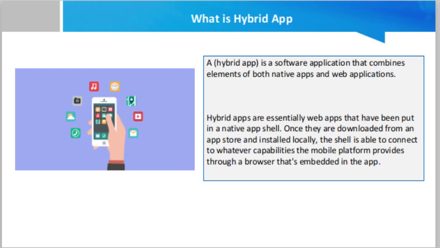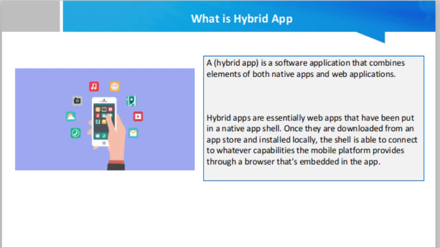Friend, hybrid app is a software application that combines elements of both native app and web application. Hybrid apps are essentially web apps that have been put in a native app shell. Once they are downloaded from an app store and installed locally, the shell is able to connect to whatever capabilities the mobile platform provides through a browser that's embedded in the app. The browser and its plugins run on the back end and are invisible to the end user.